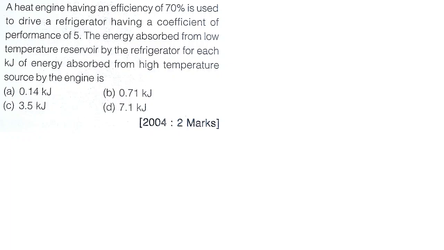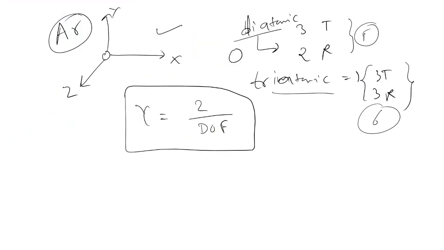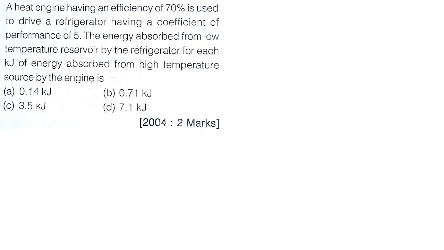Okay, do this problem. I think this is the last. A heat engine having efficiency of 70% is used to drive a refrigerator having COP of 5. The energy absorbed from the low temperature reservoir by the refrigerator for each kilojoule of energy absorbed from the high temperature source. Like, how would this diagram be looking?